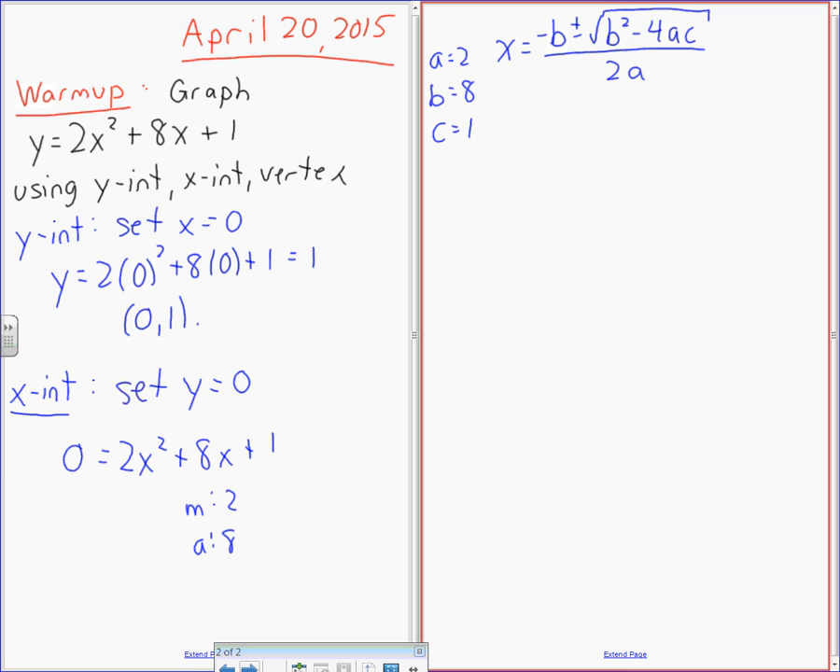All right, Alistair, can you sub it in, please? Go ahead. Negative 8 plus or minus the square root of 8 squared minus 4 times 2 times 1, all over 2 times 2. Great.